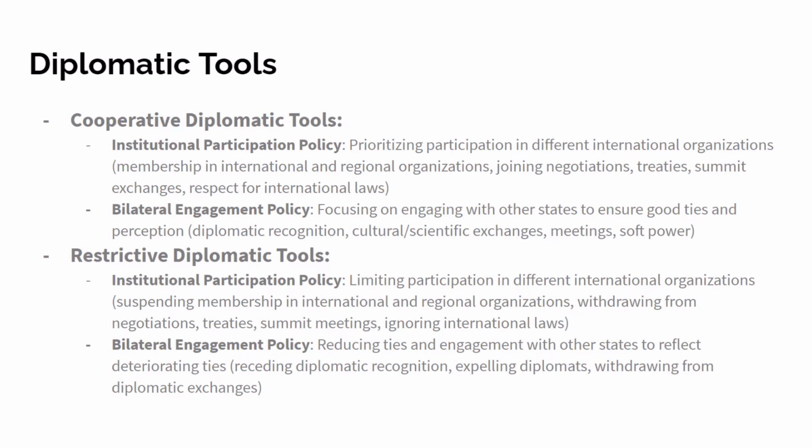If you're not respecting it, then you're sending a restrictive diplomatic tool, saying, hey, screw everyone else, I'm doing whatever I want. Bilateral engagement policies are between two countries. That's focused on engaging with other states to ensure good ties and perceptions.